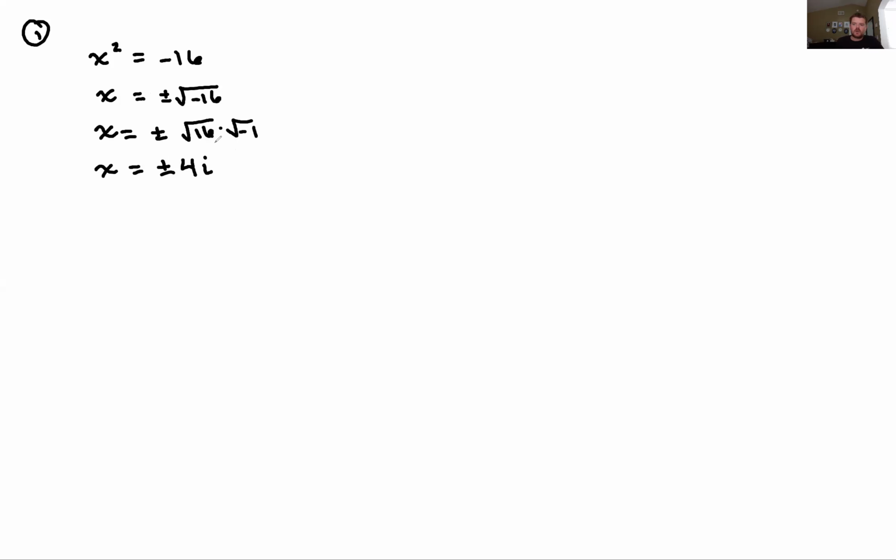You can write it as a single answer like that with the plus or minus symbol, or if you want, you can write it out separately. x equals positive 4i, x equals negative 4i, but it's essentially the same idea. Okay. Let's look at another example.